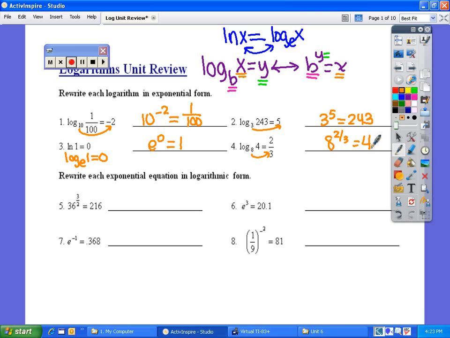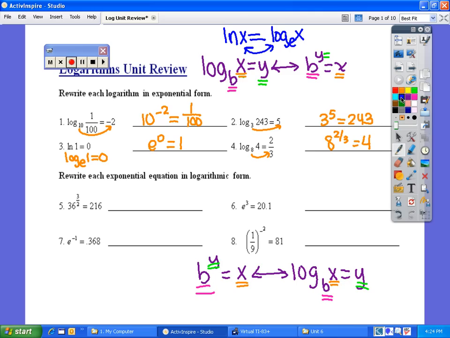Now the next section works backwards. It goes from exponential to log. So what happens is our same base from our exponential becomes our log base. Our power now becomes our answer. And then the x value goes next to the log.